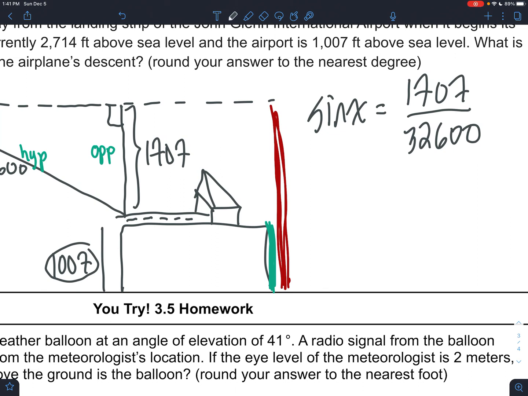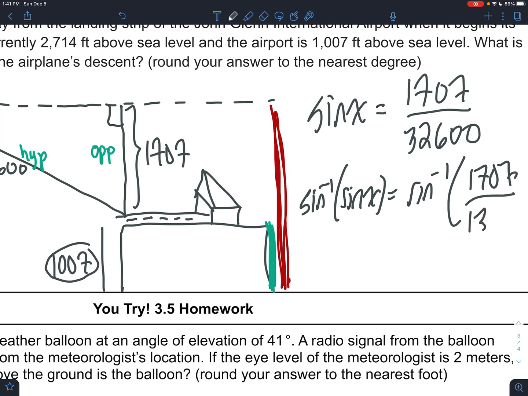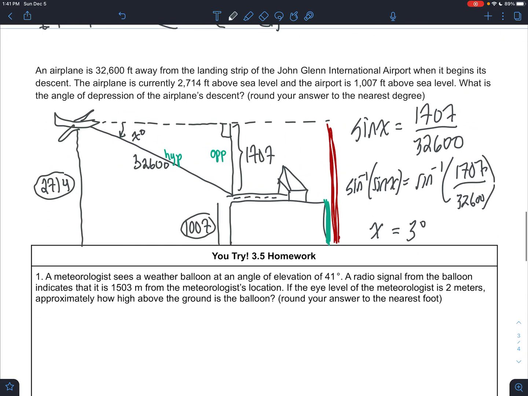Okay? So if we want to free that x, we have to take the inverse function. So sine inverse of both sides will get us the answer we want. Because this is now x. And that whole mess, if you type that in your calculator, you get 3 degrees. Okay, so this triangle is really skinny.